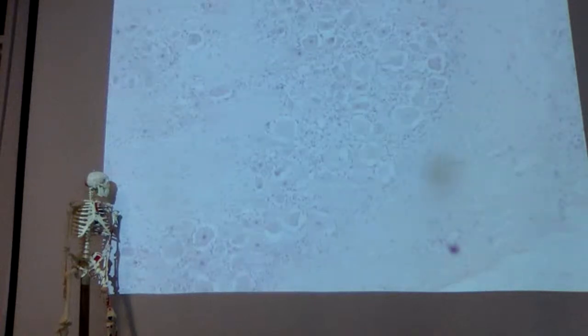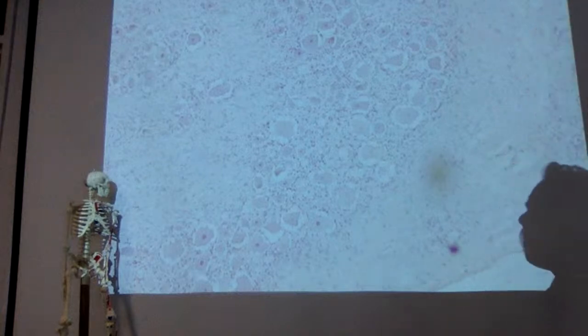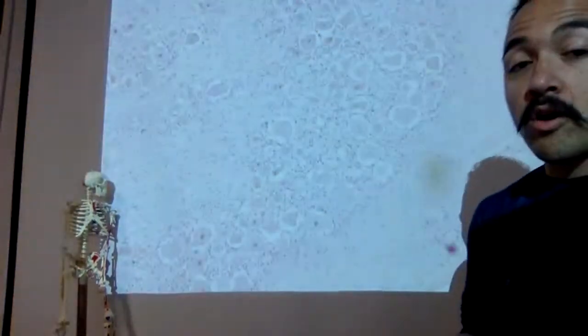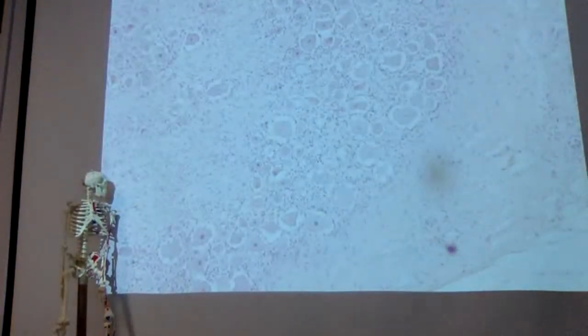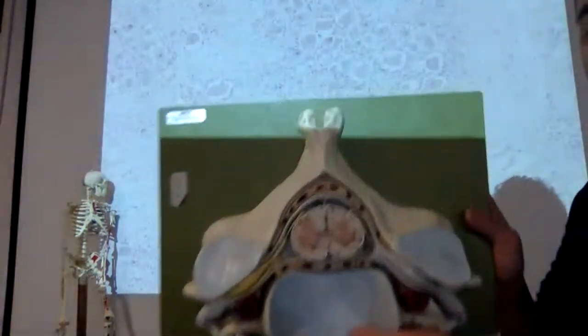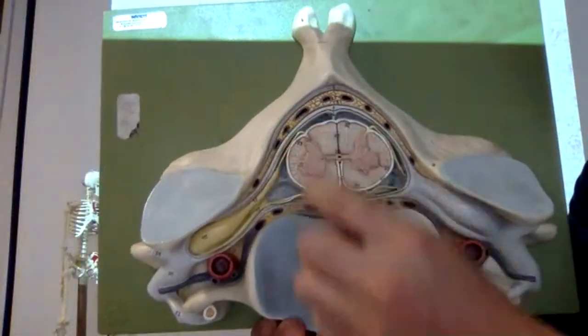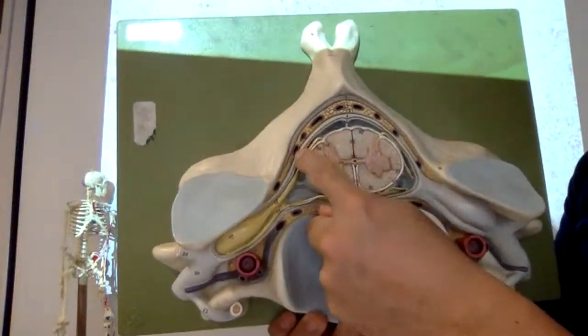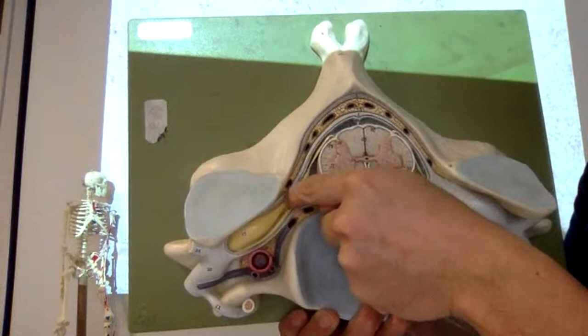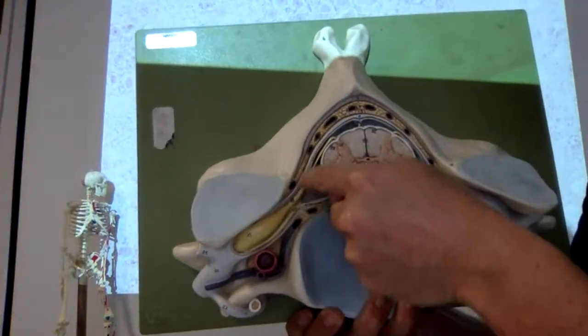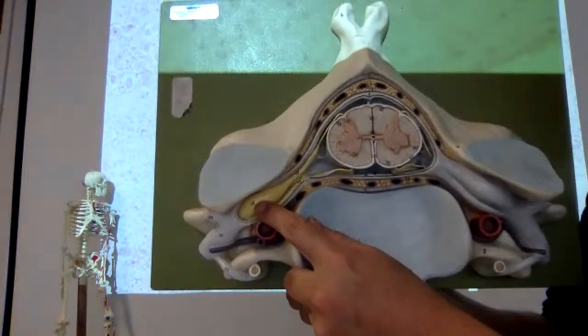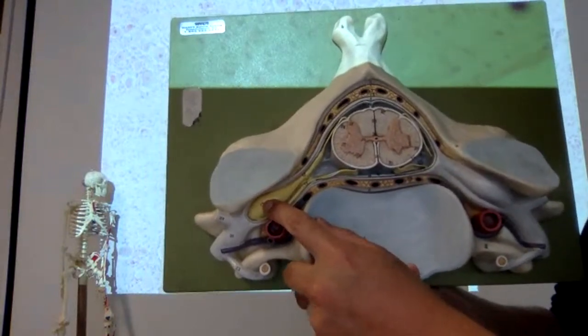Okay, I'm at 40x. We're at a new slide here. The slide is entitled Dorsal Root Ganglion. What is the dorsal root ganglion? Back to our spinal cord vertebra model. Here's the spinal cord. You have these extensions of a neuron. These are axons coming in, like afferent pathways. And here's the dorsal root ganglion.